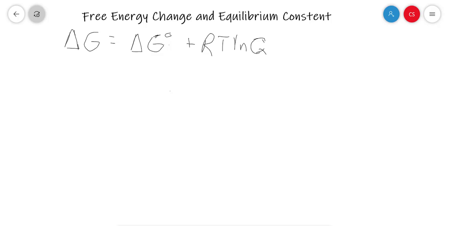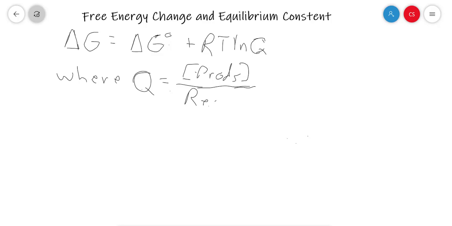Where, if you recall, the Q is a reaction quotient that's basically equal to the concentration of the products of the reaction over the concentration of reactants. But the thing about Q is that both reactants and products are initial reactants and products. So it's not at equilibrium, which makes sense because this is a non-equilibrium expression.